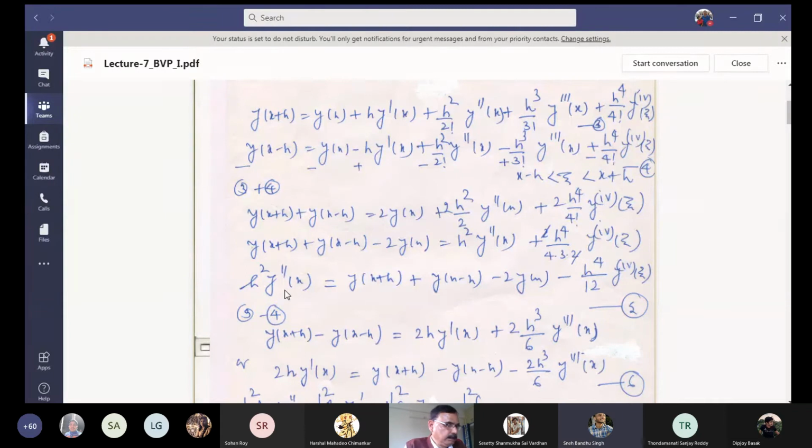Have you written? Yes, sir. Okay. And then y0 is 0, y1 is 1. What is the exact solution of this? Just simply integrate it twice; the two constants will come. Evaluate using your y0 and y1, and you will get the constants. So what will be the solution, the exact solution?